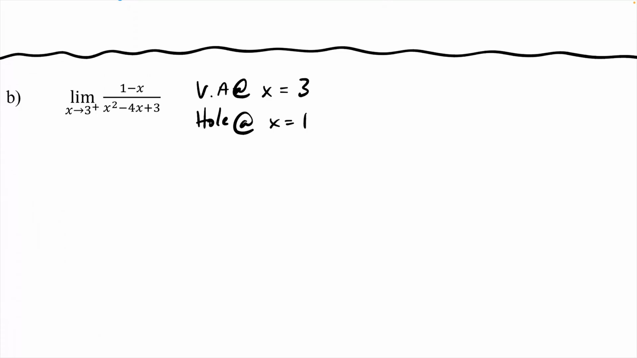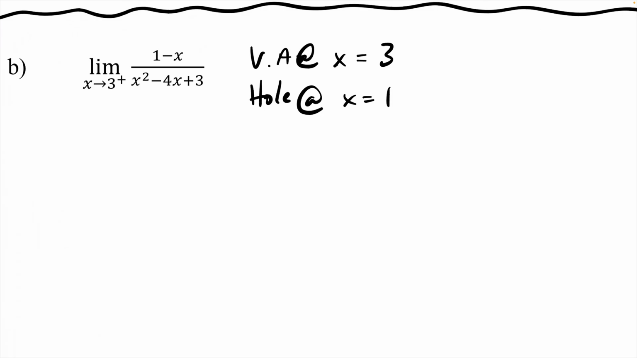Okay. So again, we know there's a vertical asymptote, and look at what they're asking. They're asking for the limit as x approaches 3 from the right. That's where the vertical asymptote is. So again, I'm going to draw a little graph just to give me a visual.